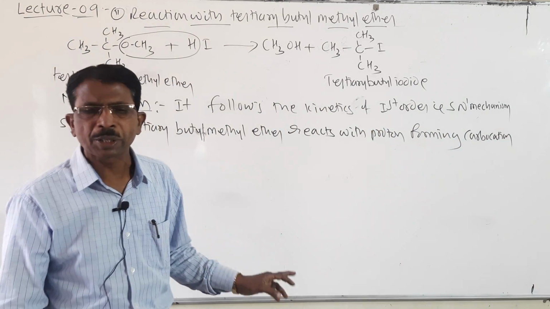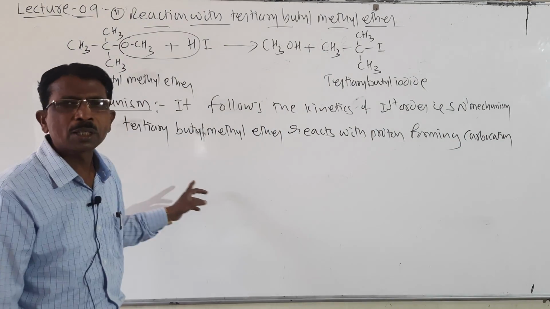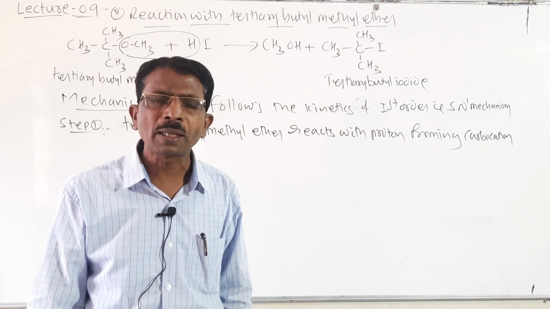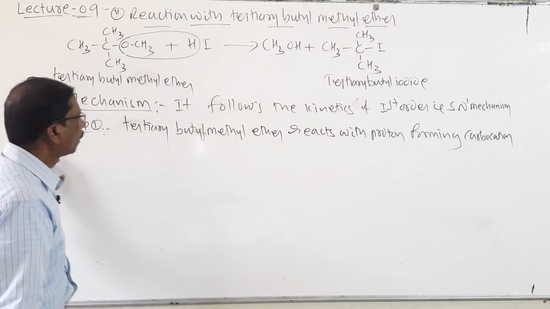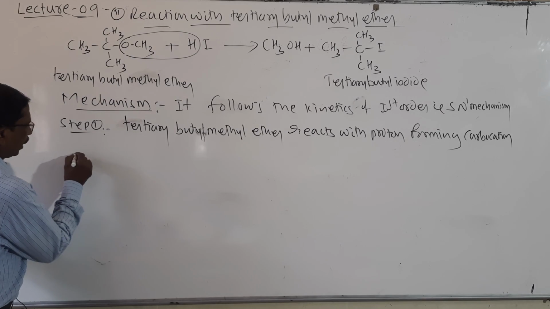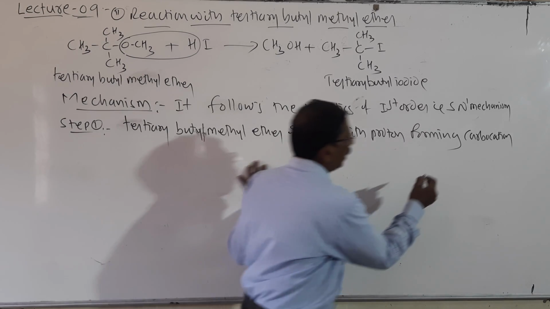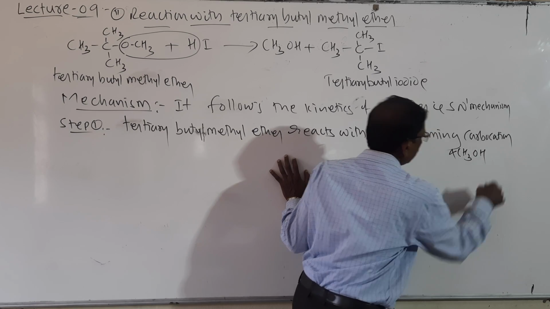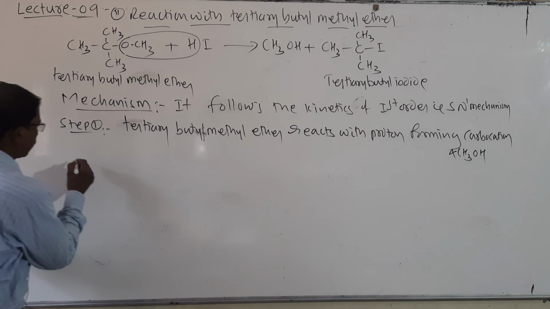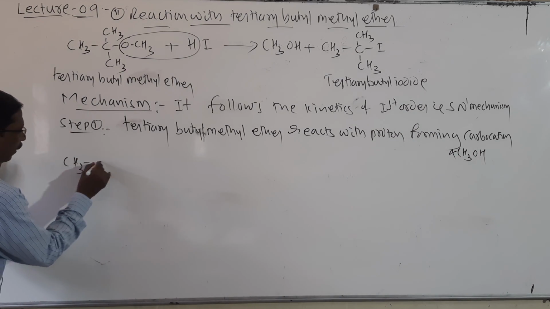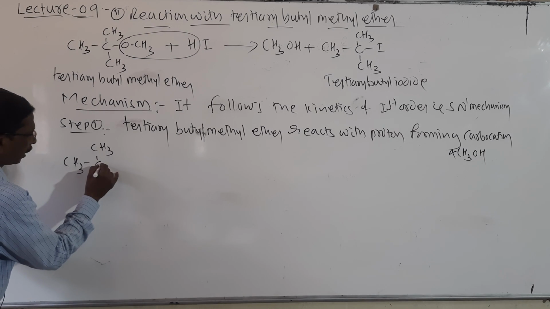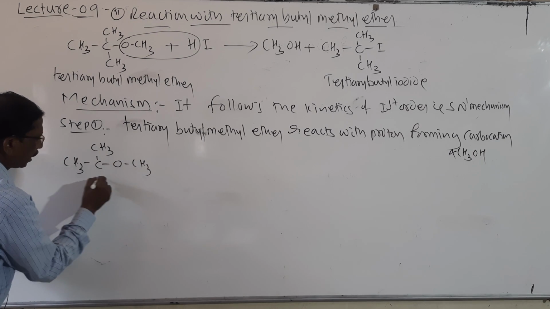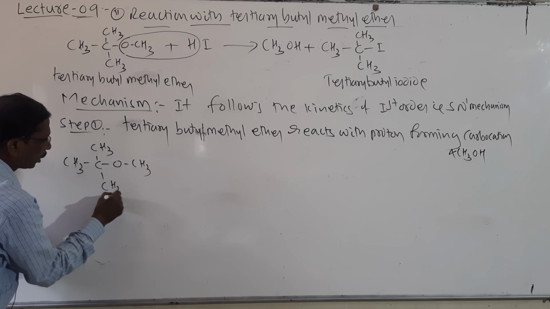It is the slowest reaction. It is also called a rate determining step. Look here, carbocation and methyl alcohol. Look here students, I will write CH3, C, CH3, O, CH3, and then it is again CH3.